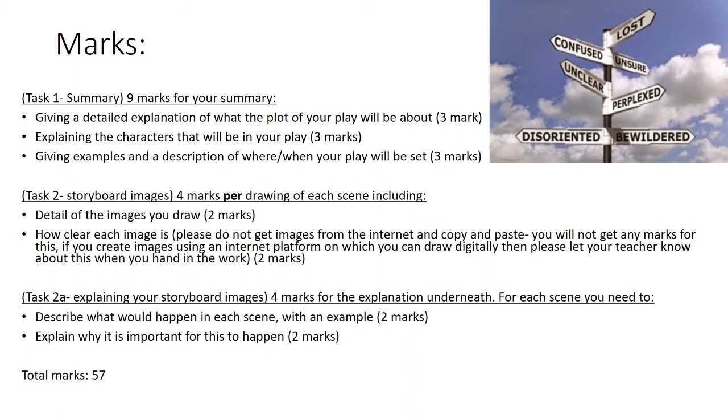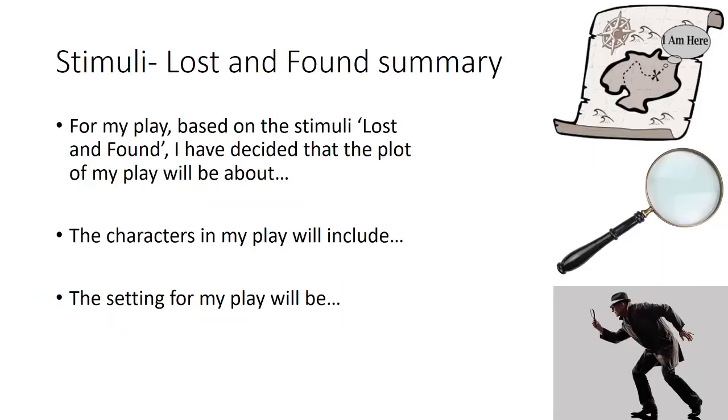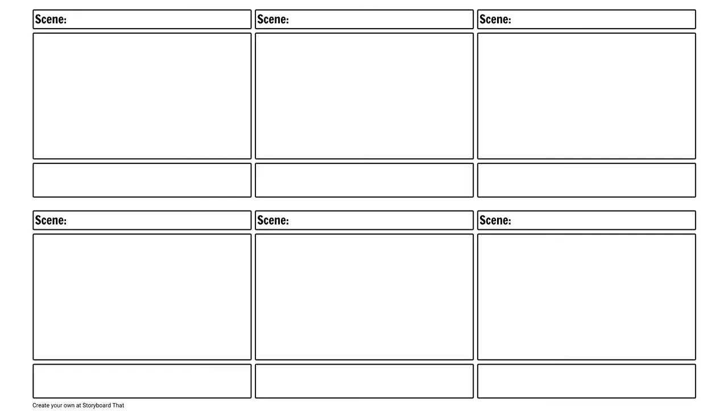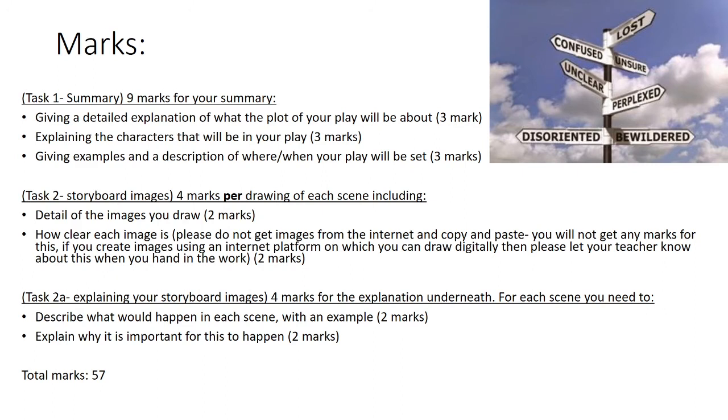The final task then, 2A. So we are still on the storyboard, but we're using that final bottom box underneath each one of the scenes. And we are describing what would happen in each scene with examples for 2 marks per box, and another 2 marks for explaining why it is important for this to happen. So how does this scene fit into the play? How does it tell the story?